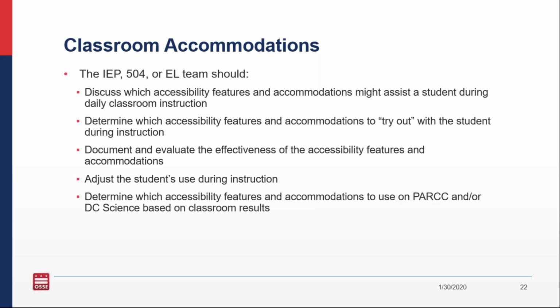The IEP team and EL team should also adjust the student's use of the accommodation during instruction and determine which accessibility feature and accommodation to use on PARCC and/or DC Science based on the classroom results. So again, it all ties into that evaluation of the effectiveness of that accommodation, if they need more of it, if it needs to be reduced, and just monitoring the student's progress with said accommodation.